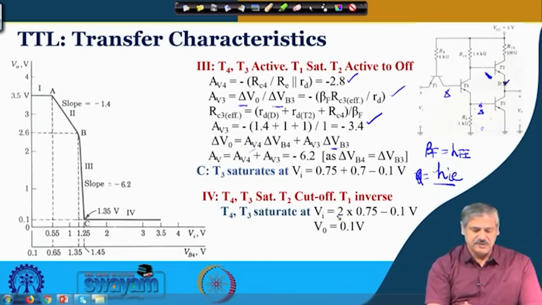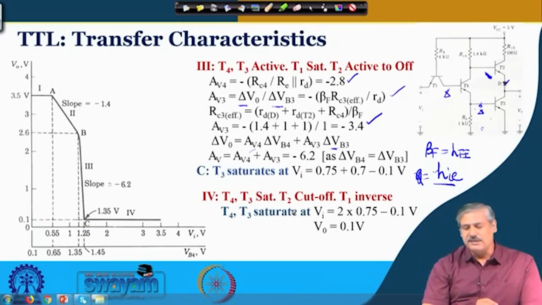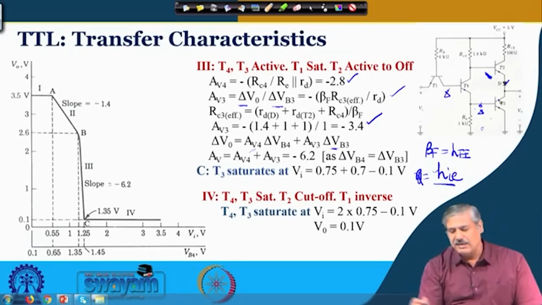Is it clear? This is the 1.35 volt that you see from the input side. From the VB4 side, it is 1.45. Okay. So, this is the point C, that is how it is defined. So, Vi still getting increased, what will happen? Now, T4 will also go into saturation, and that time the voltage will be 2 into 7.75 minus 0.1, that will be the Vi at that time, and corresponding VO will be 0.1 volt.